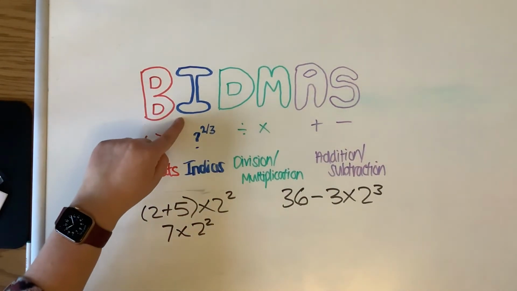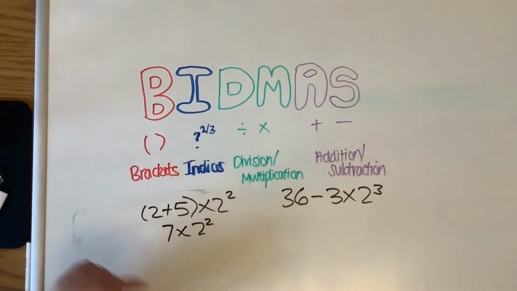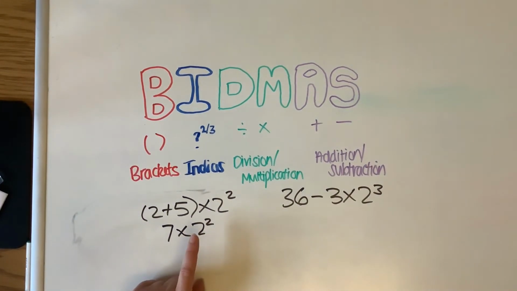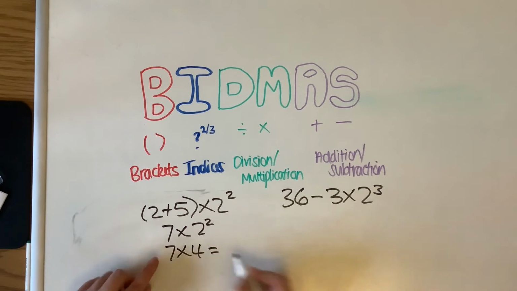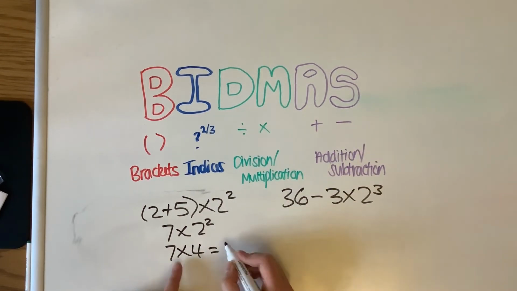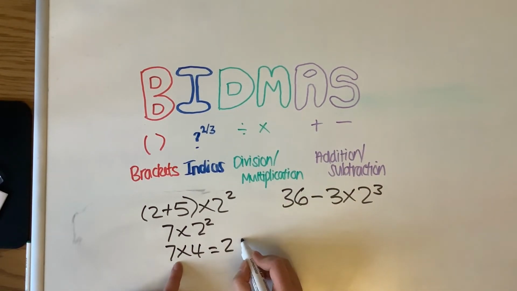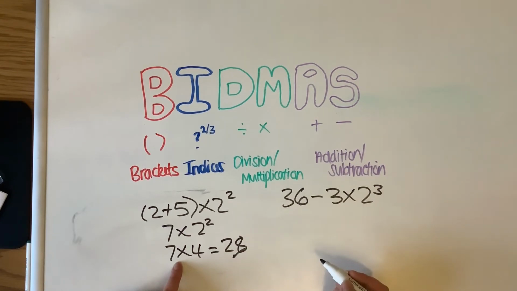Then I go next, are there any squared or cubed numbers? Yes, there are, so I'm going to do that next. 2 squared, basically meaning 2 times 2, is 4. So then I'm doing 7 times 4. Multiplication is obviously next and the only thing left, which equals 28. So well done if you got that correct.